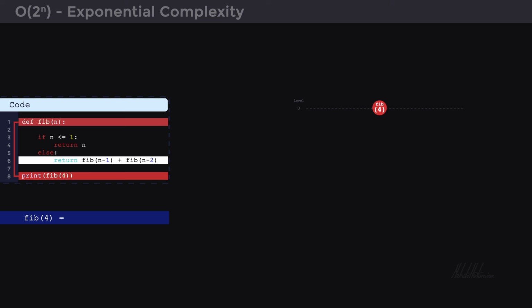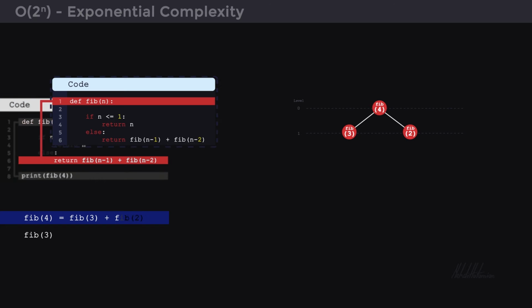Now, let's imagine calling Fibonacci of 4. This will be displayed as a recursive tree on the right. At the root of this tree, we have Fibonacci of 4, which splits into two branches calling Fibonacci of 3 and Fibonacci of 2. Each of these branches further splits into more recursive calls. To calculate Fibonacci of 4, we first need to calculate Fibonacci of 3, then Fibonacci of 2, and so on.